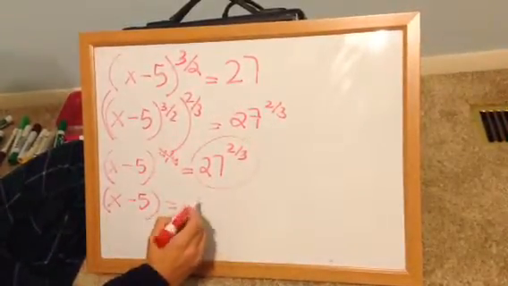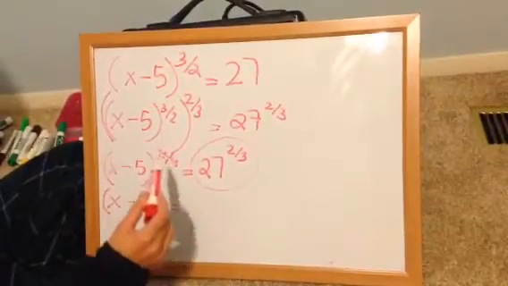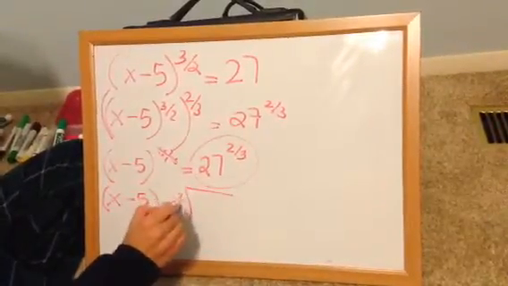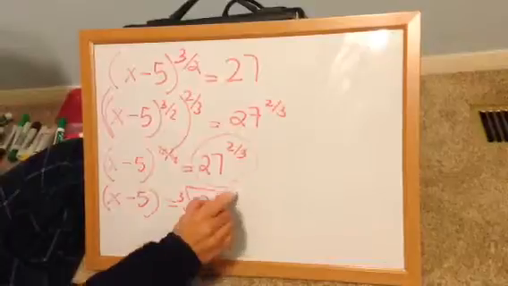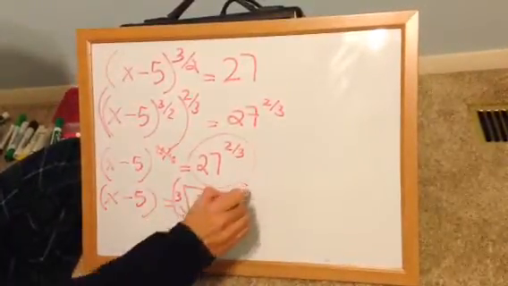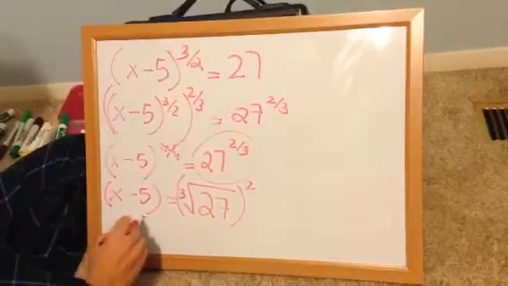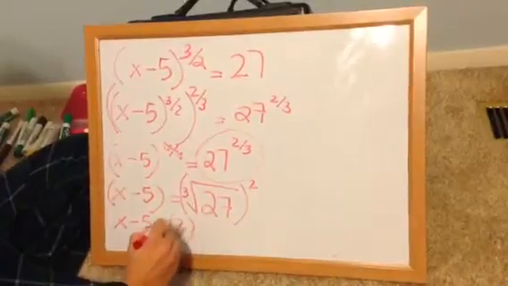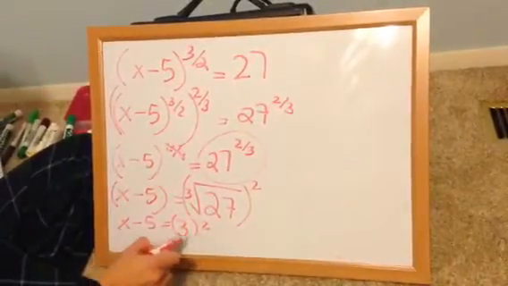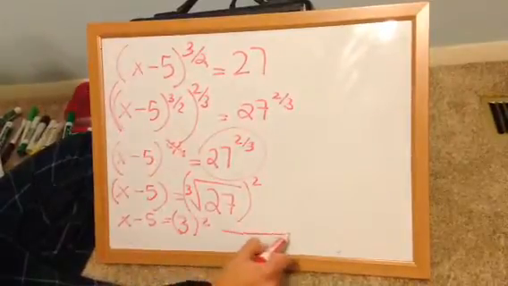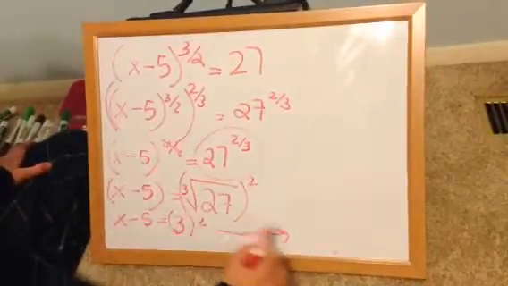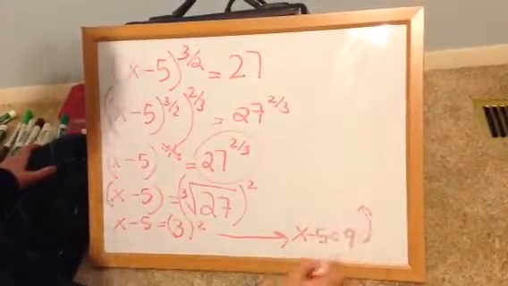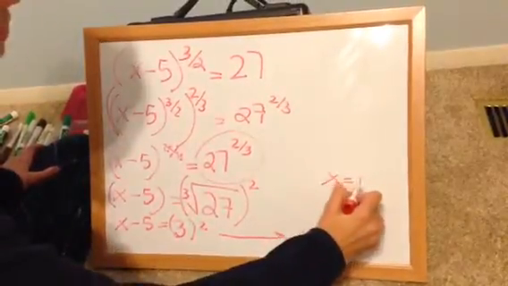I'm going to write it in its radical format, and I know that the number in the denominator goes in the ditch, so let's put our 3 in the ditch, 27 under the radical, and we're going to raise it all to the second power. So we have x minus 5 equals, the cube root of 27 is 3, and we're raising that to the second power still. We know that this is 9, so x minus 5 equals 9. Then if I add 5 to both sides, I'm left with x equals 14.